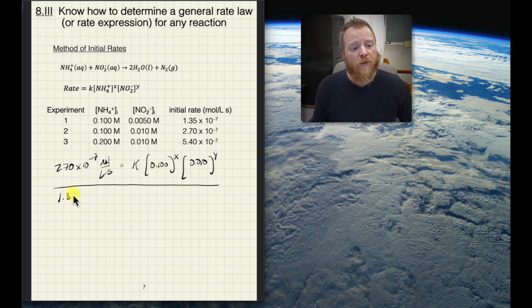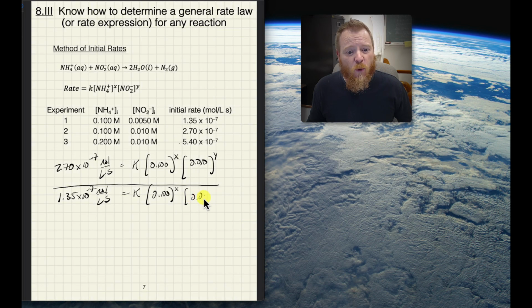So now that becomes 1.35 times 10 to the minus 7 mole per liter per second. And that still equals K. And then now we're going to use the data from experiment 1. So the ammonia was still 0.1 raised to the X. And now the nitrite is 0.0050 raised to the Y power. So now hopefully what we can see here is the K is going to drop off. The 0.1 raised to the X power is going to drop off.